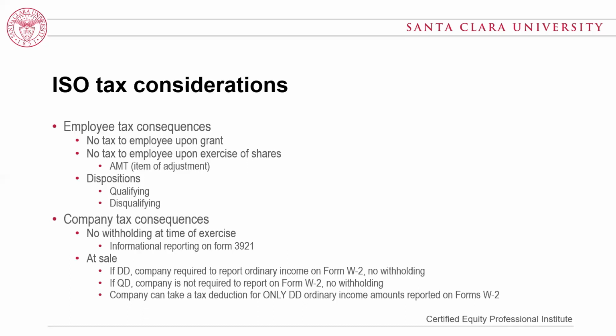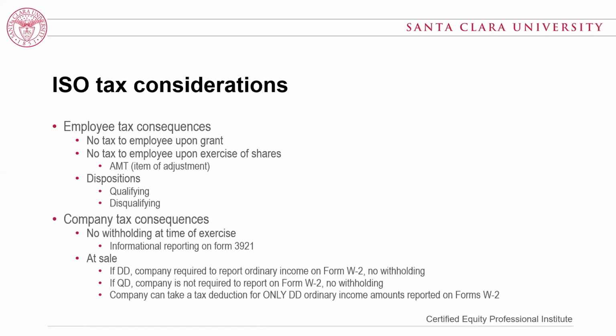As for the company, because there's no tax consequence to the employee at the time of exercise, there's no withholding. We did talk about alternative minimum tax potentially at the time of exercise, but that is not something that the company is involved with. That's only for the employee. And because there's no regular tax consequence to the employee at the time of exercise, there's no company withholding.